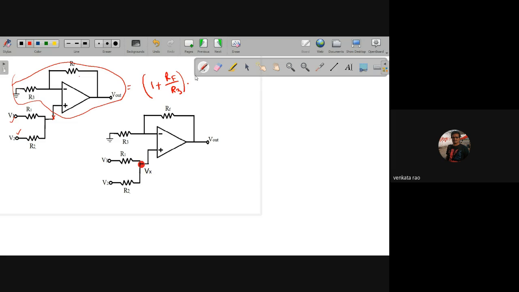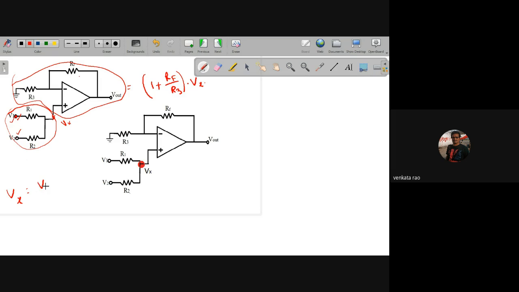Into, let us take the voltage at this point as Vx. Now we need Vx. This is nothing but a voltage, so again we apply the superposition theorem. Applying superposition theorem, we can write Vx: when this is acting, this is non-acting. That means it is present, and the other is 0.